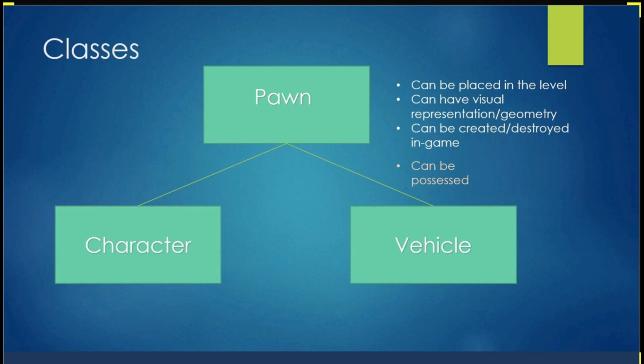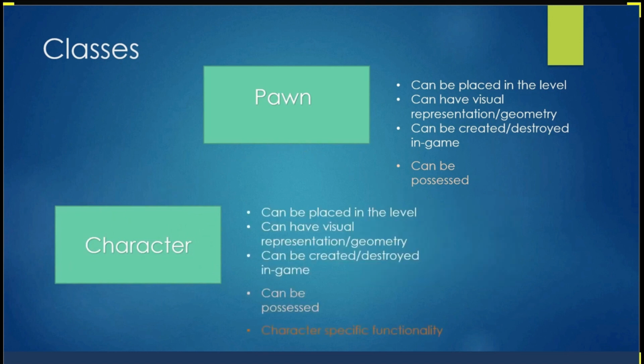So in a sense, of course, they inherit the features of both the pawn and the parent class itself, but they can be possessed, which is a pawn specific feature. So let's move further down. Let's look at the character. Now the character is a pawn and the pawn is an actor.